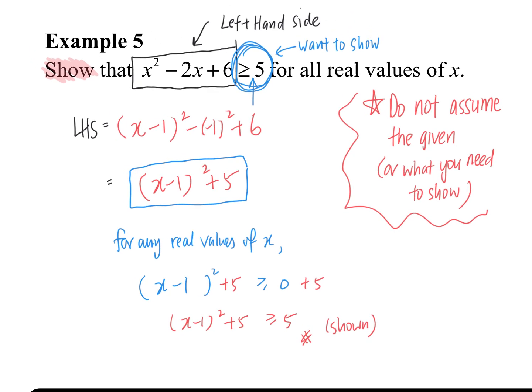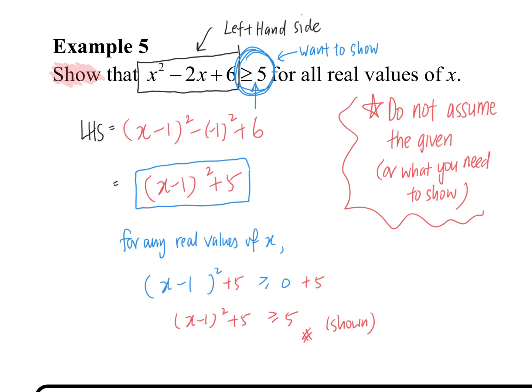Okay? So whenever you see a show question, some part of your brain must tell you, must have some completing the square somewhere. Must have some bracket square somewhere. Then you can pull this in and solve. Okay? So that's it. I see you later.